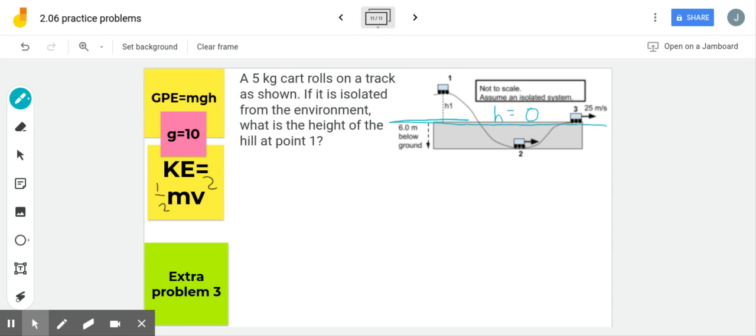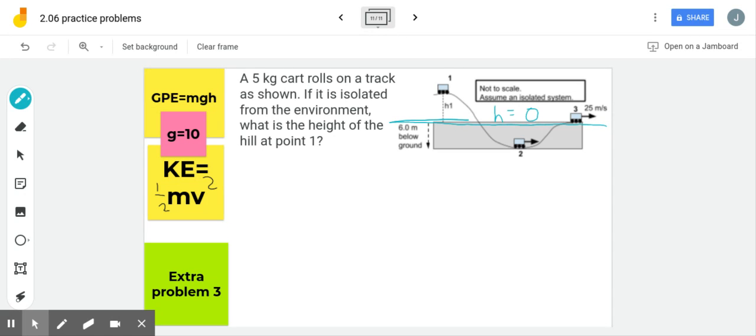I need to compare the total energy. I need to get the total energy of the system. And although I know that point 2 right here has a height of 6 meters below the ground, which you could call -6, I don't know the speed. So I can't actually calculate the total energy at point 2, but I can at point 3 because I have a speed, and I can pick that to be h equals 0. So there we go. So let's label the types of energy.